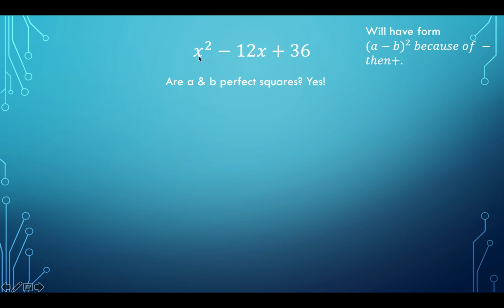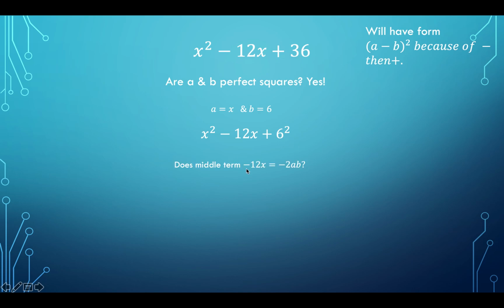What times x squared? How would we get that back? X times what? X times x. And then what two numbers, when they multiply together, give us 36? They have to be a perfect square, so 6 times 6. So a is equal to x and b is equal to 6. So we're going to rewrite it as x squared minus 12x plus 6 squared.